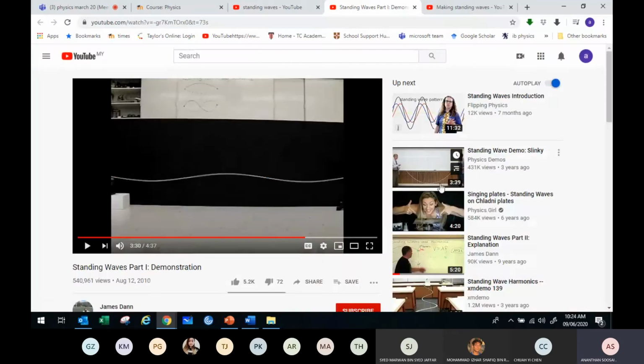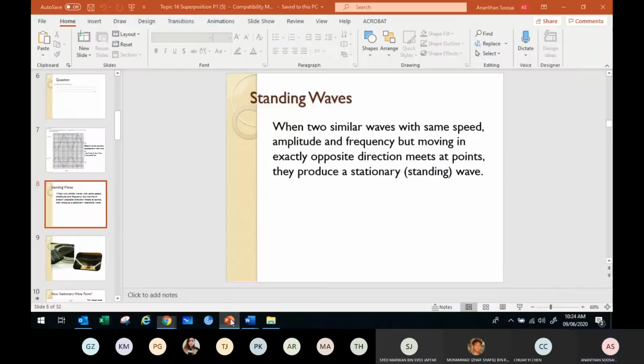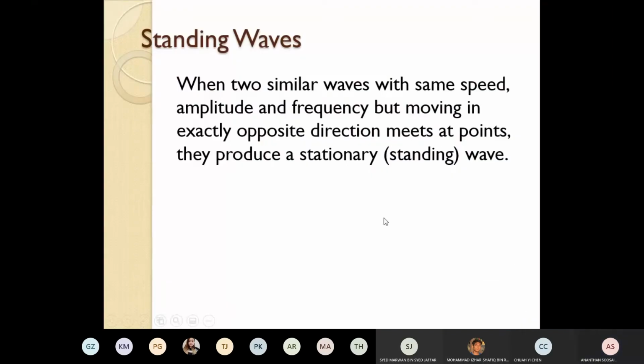Okay, class. So this is the introduction. I just want you to see how the stationary wave looks like. Yeah, go back to the slide first. We will be continuing with the video later. Okay. So what is standing waves?